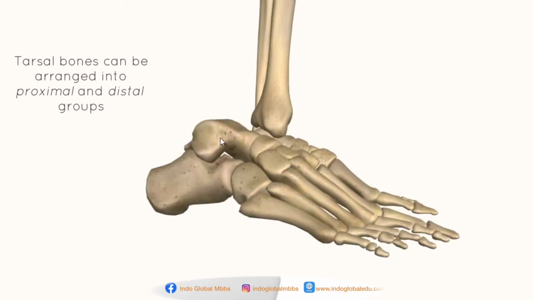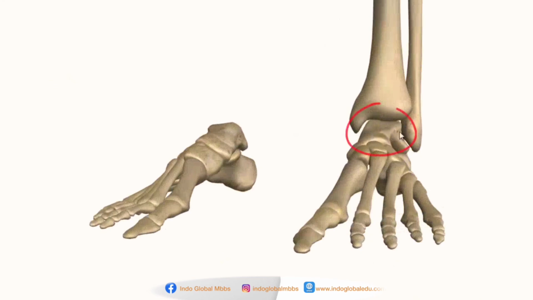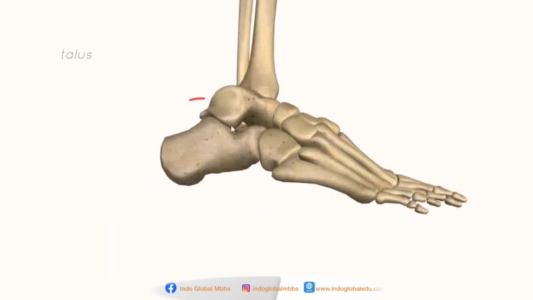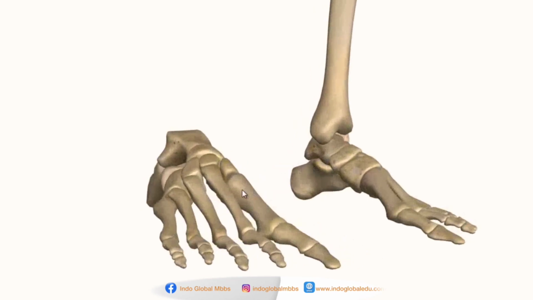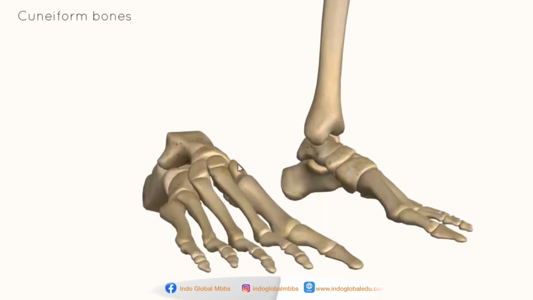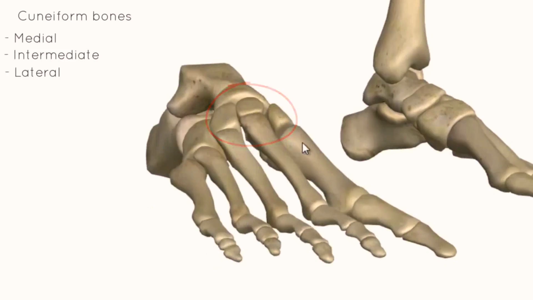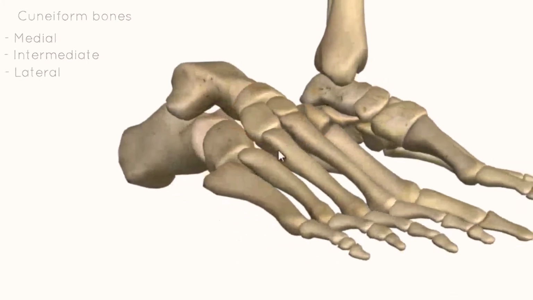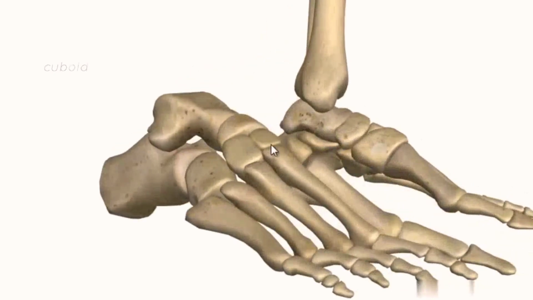In the proximal group you've got 2 bones. You've got this bone here which articulates with the tibia and the fibula. It's called the talus, and you've got the calcaneus. Those are the 2 bones in the proximal row. In the distal row, you've got 4 bones. These are the bones of the foot which articulate with the metatarsals. You've got the cuneiform bones, which are these 3 bones here: a medial, an intermediate and a lateral cuneiform bone, which articulate with the first to third metatarsals. And then you've got this bone here, the cuboid bone, sitting laterally, and this articulates with the lateral two metatarsals.